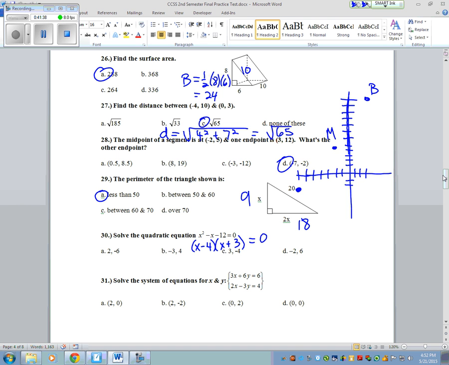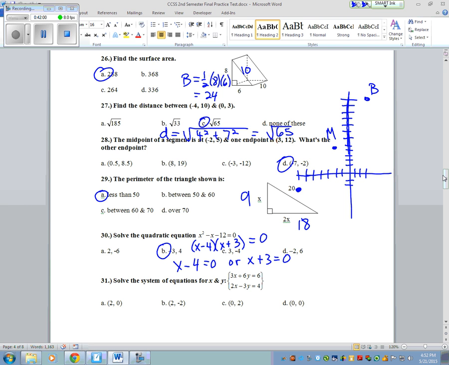Now, if those are the factors, then what are the solutions according to the zero product property? Negative 4. No, negative 3 and positive 4. Yes, exact opposite. So by the zero product property, we set each factor equal to 0. Solve for x, you get positive 4 and negative 3, which is answer choice B.